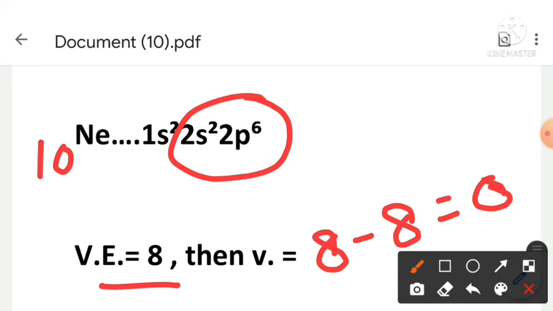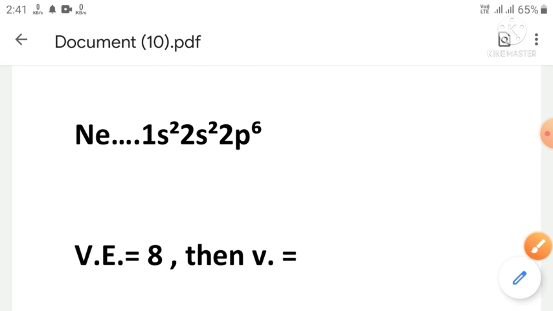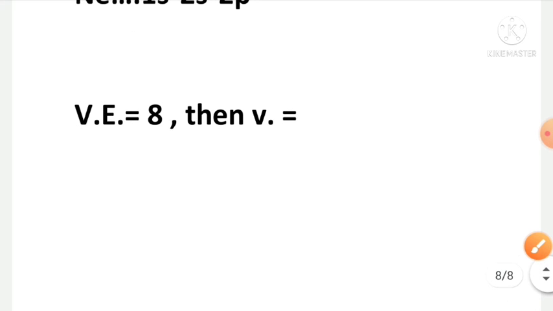So we derive valency of element in this way. Now any element we can easily derive valence electron and valency by using these conditions.